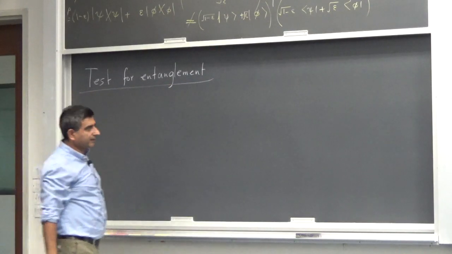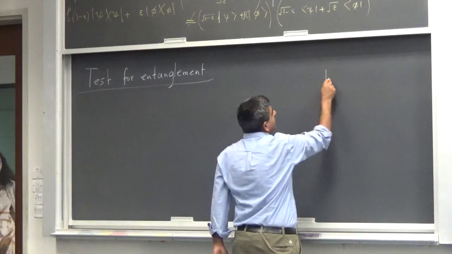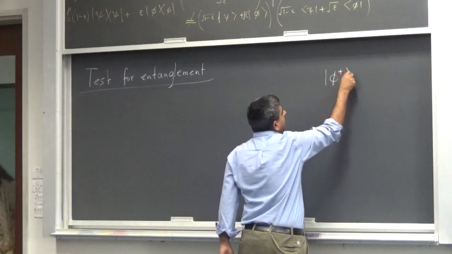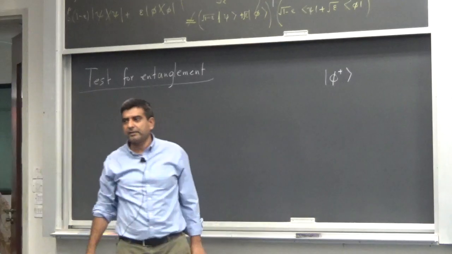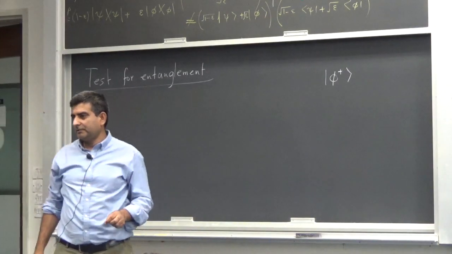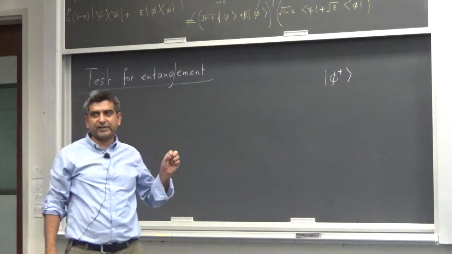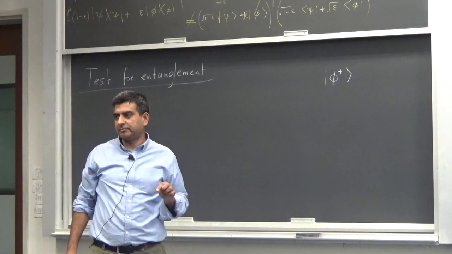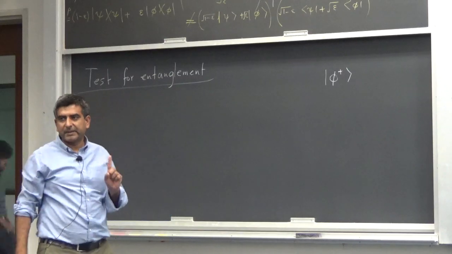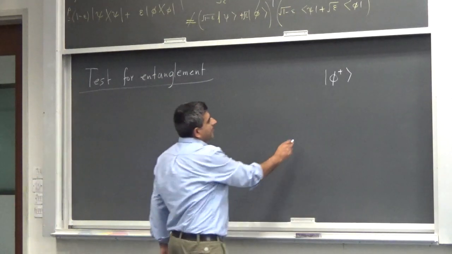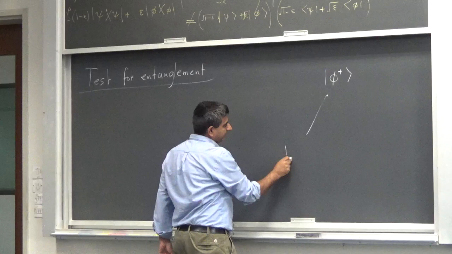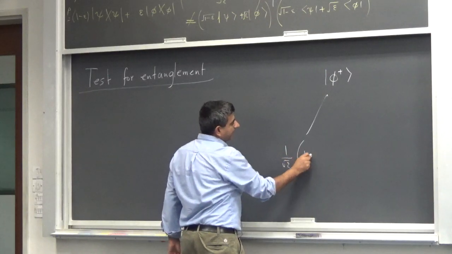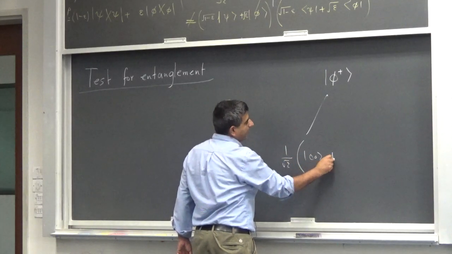Suppose I have an entangled quantum state, a pure state, which is a Bell state, phi plus, and I'm talking about 2 qubits. So this is (|00> + |11>)/root 2, right? It's a Bell state.